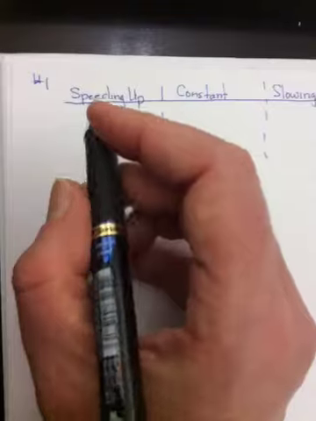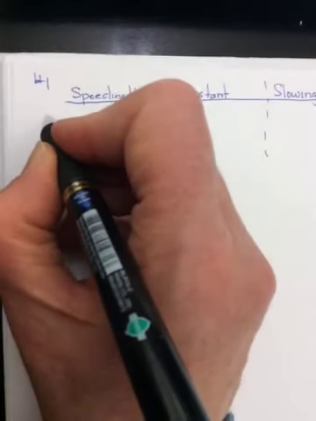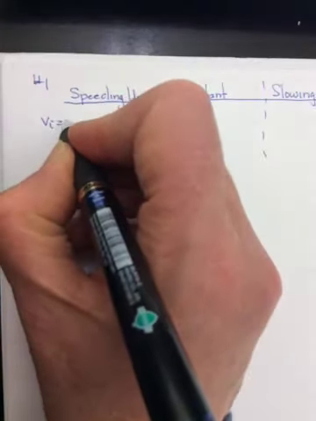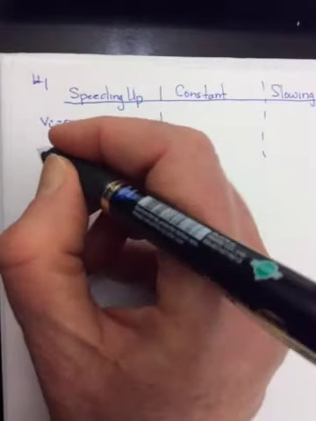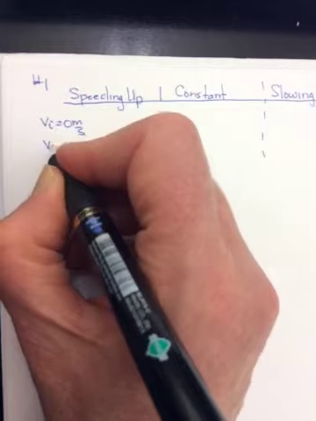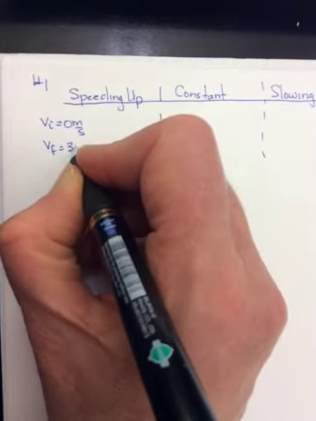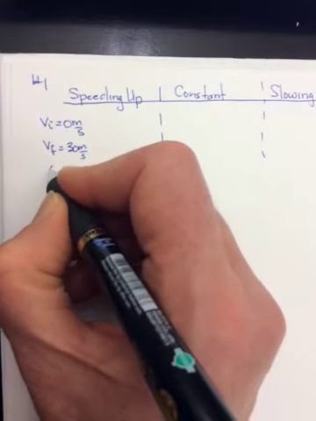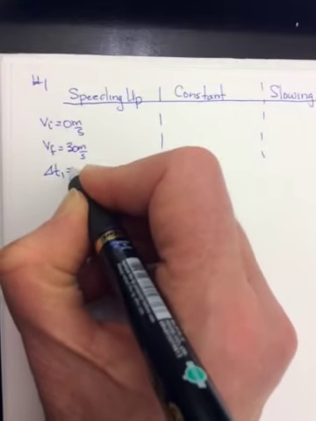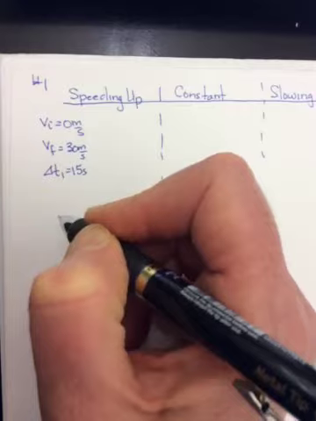Okay, so if we go back to our question, a train starts from rest. So VI equals 0. Accelerates to a speed of 30 meters per second. That means VF is equal to 30 meters per second. In only 15 seconds, delta T1 is 15 seconds.